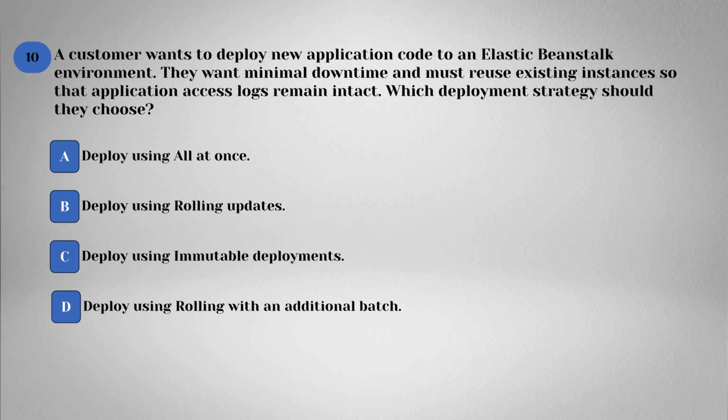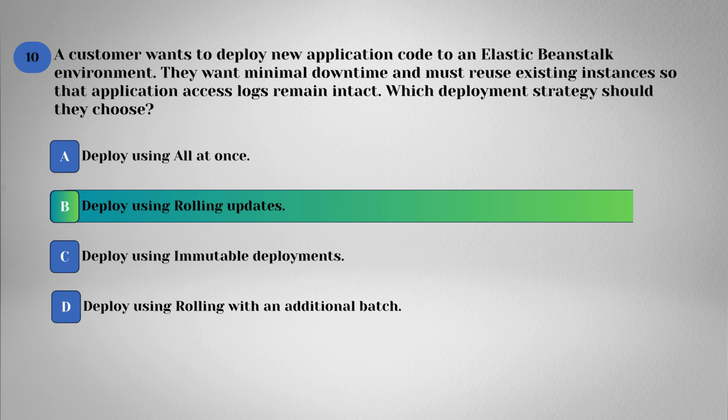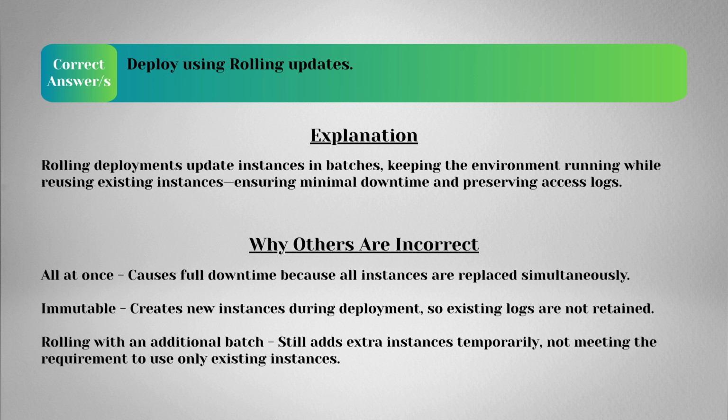Correct answer: deploy using rolling updates. Explanation: rolling deployments update instances in batches, keeping the environment running while reusing existing instances, ensuring minimal downtime and preserving access logs. Why others are incorrect?